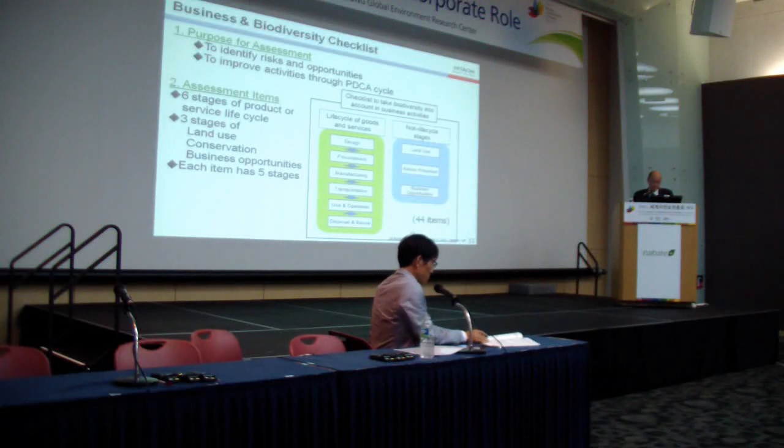It should solve, so to say, impact categories: land use, conservation, and business opportunities is somewhat interesting. This is not the impact of the environment, but we place it this way. And each item has 5 stages.